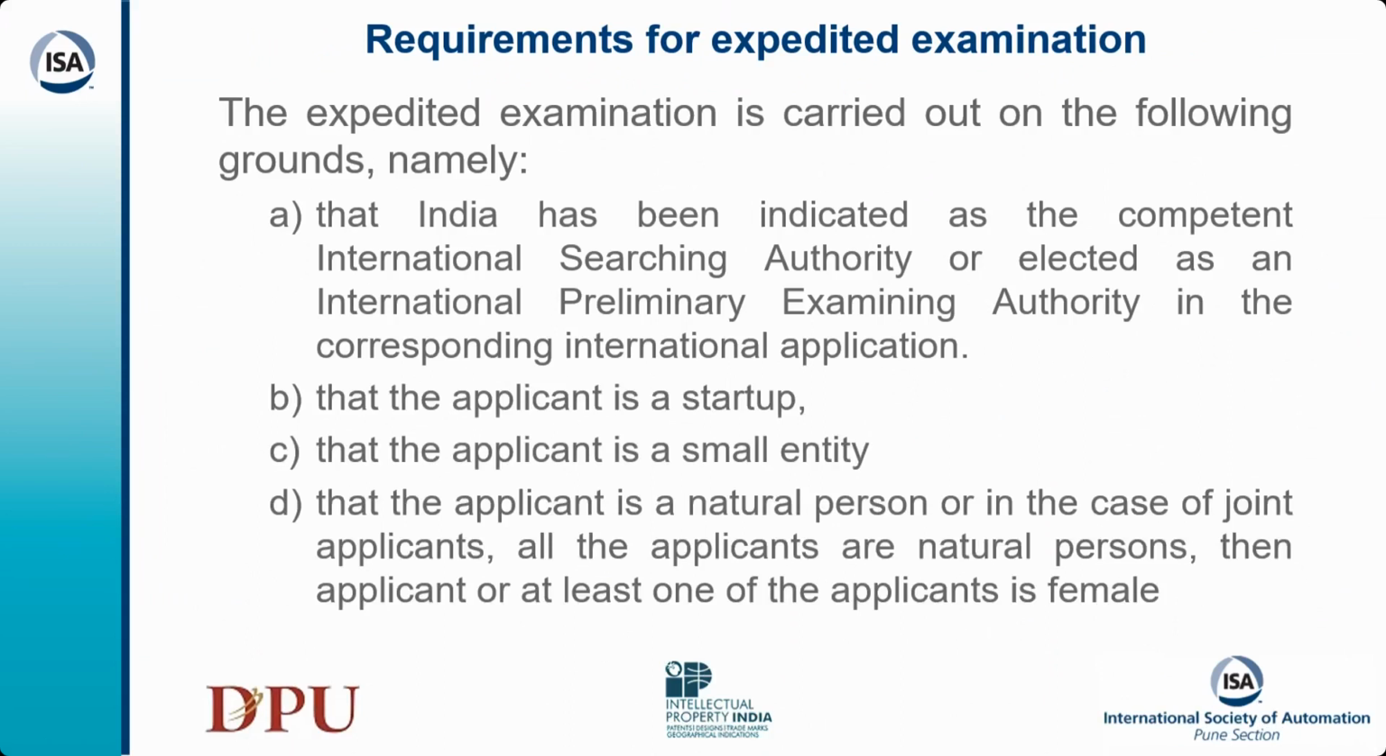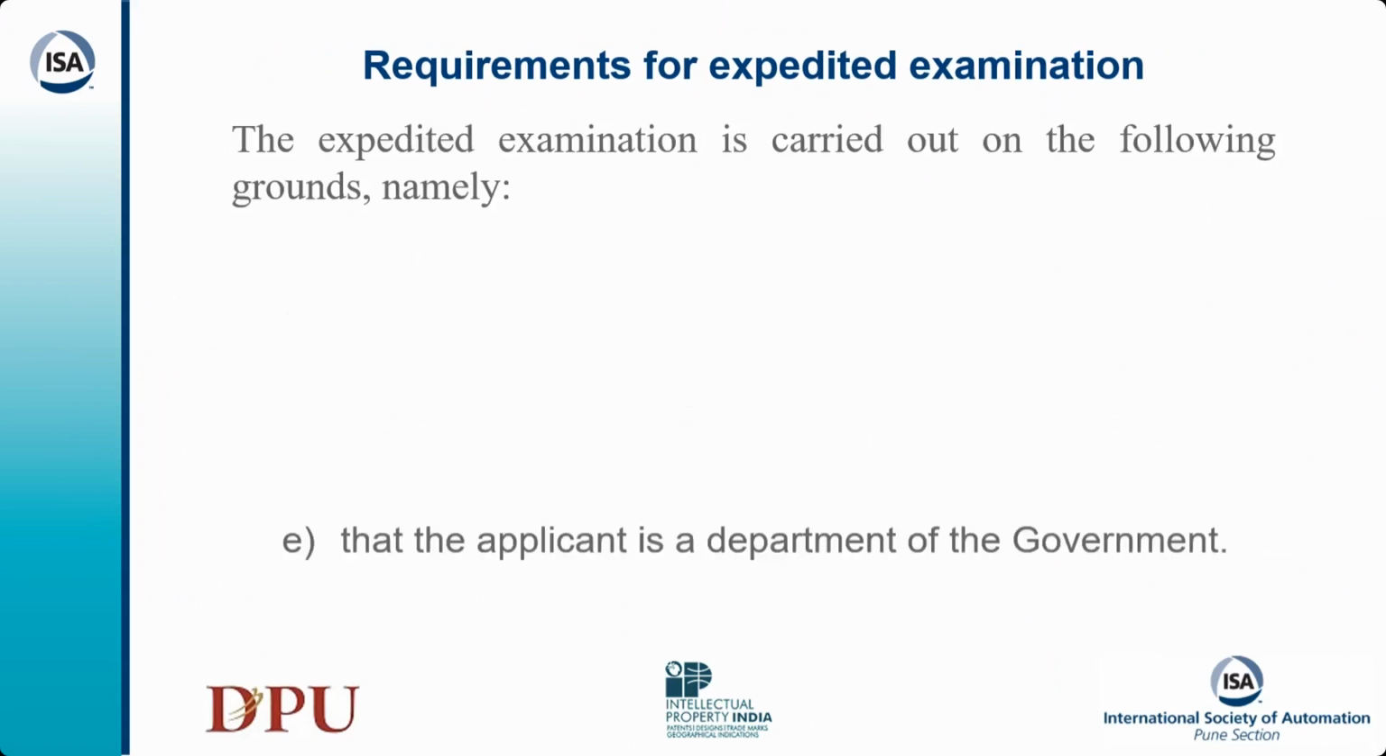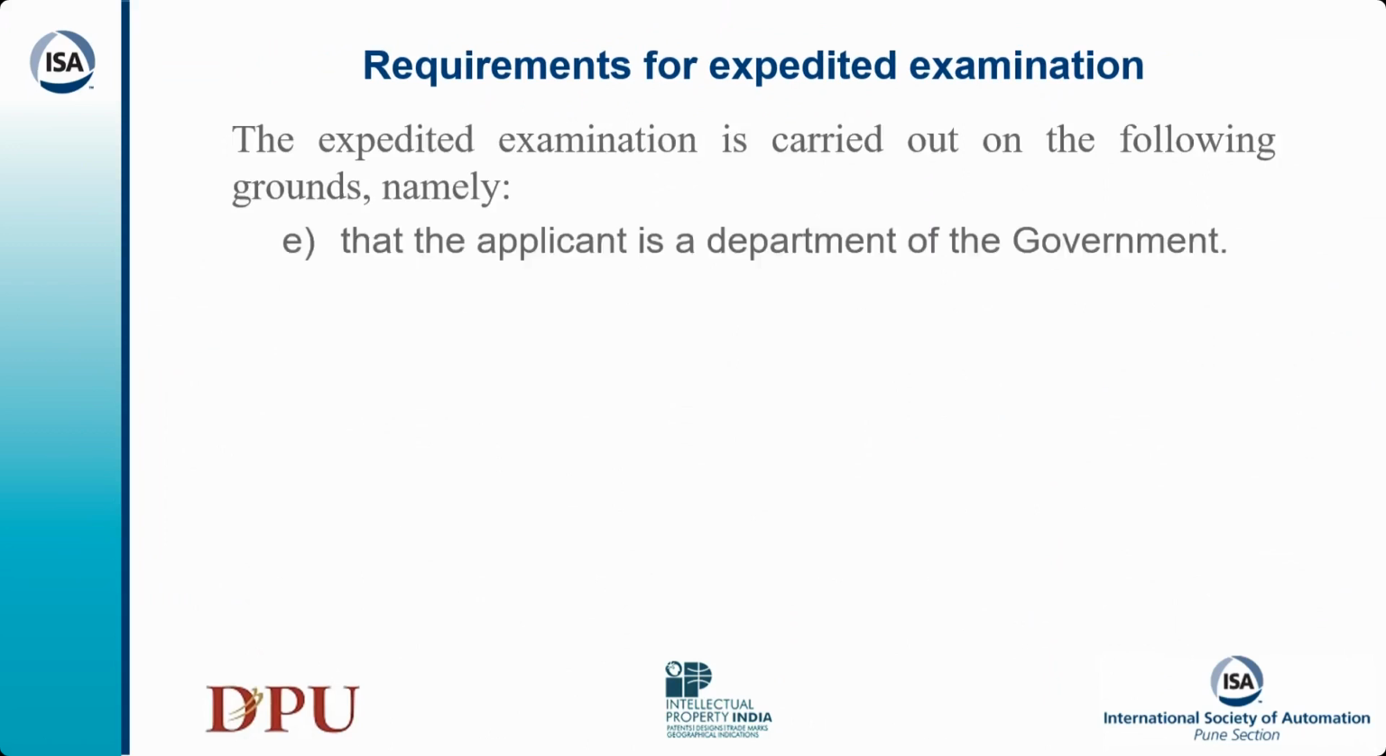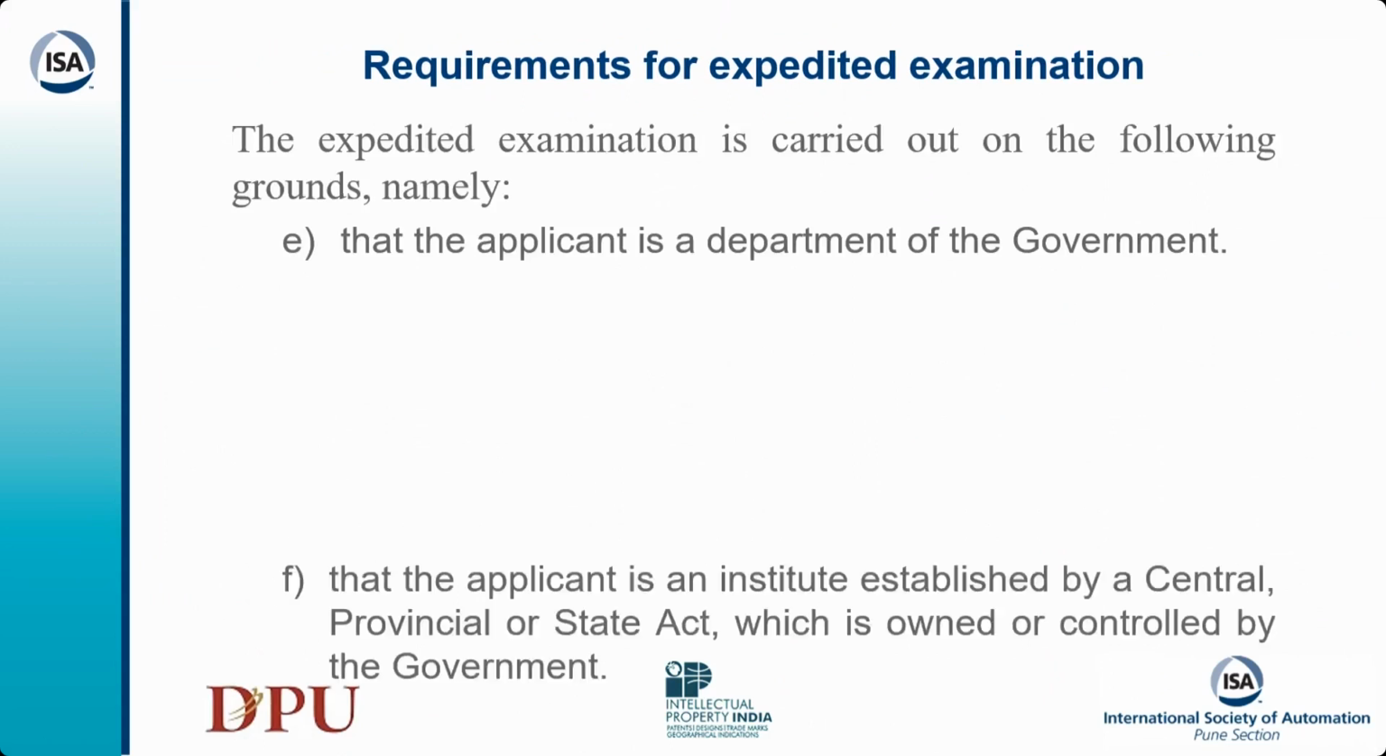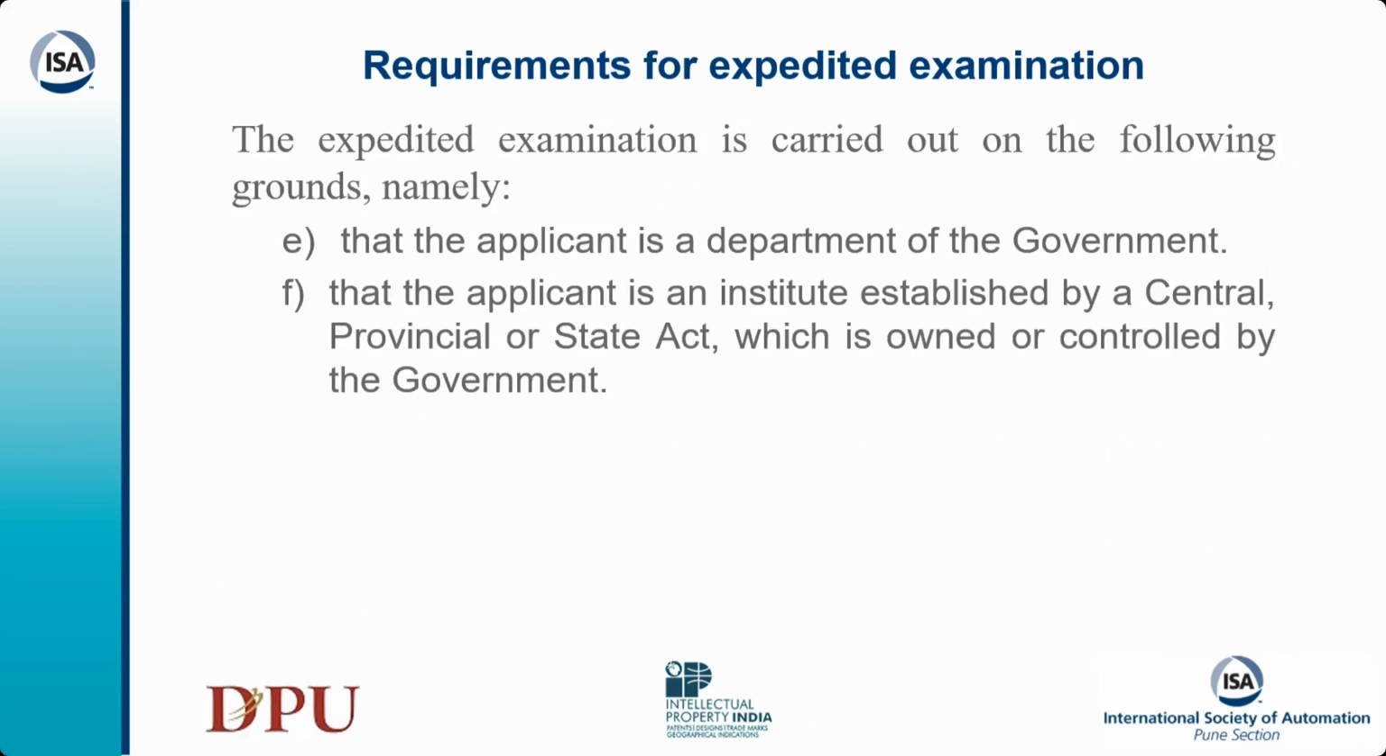The applicant is a natural person, or in case of joint applicants, all the applicants are natural persons. Then the applicant, or at least one of the applicants, is female. In that case, you can go for the expedited examination. Next is that the applicant is a department of government. If it is a government department, they can also claim for the expedited examination. Then the applicant is an institute established by a central, provincial, or state act, like an engineering college or any establishment. They can also go for the expedited examination if they find that the patent that they are filing has tremendous potential in it.